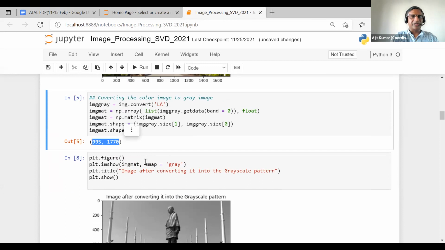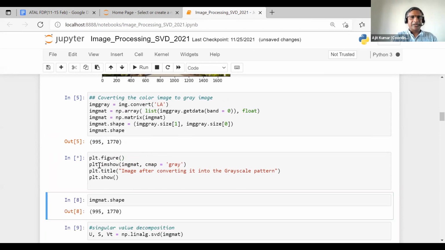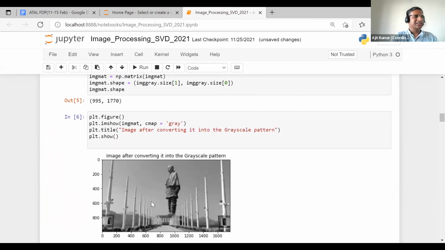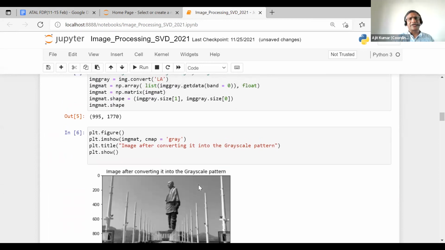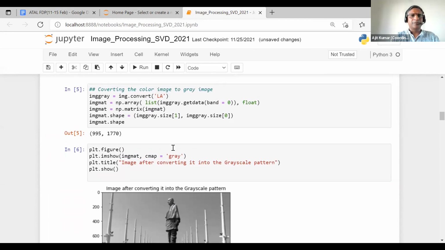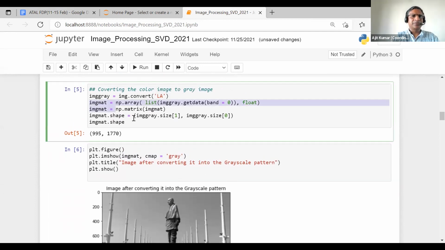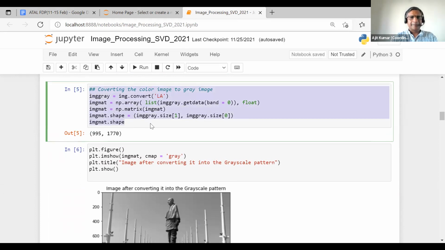You see only 2-dimension, and then we can plot now. This is the grayscale image of the original image. There are scaling of conversion in terms of RGB. So those things one can do, but I'm using an inbuilt function. So this is converting into a grayscale image.